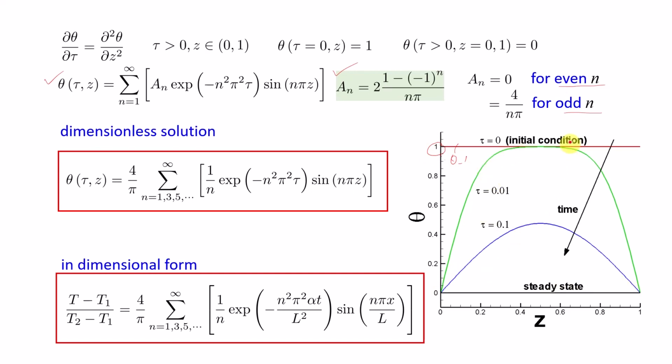The inside slowly comes down. So if you take any particular z location here, let's say this one, initially it was 1 and then the temperature slowly drops up to the steady state. This is the solution where everything is 0. So this is the initial solution, everything 1, to the final steady state, everything 0, and in between you will get a family of lines like this. These are the temperature profiles in the rod.